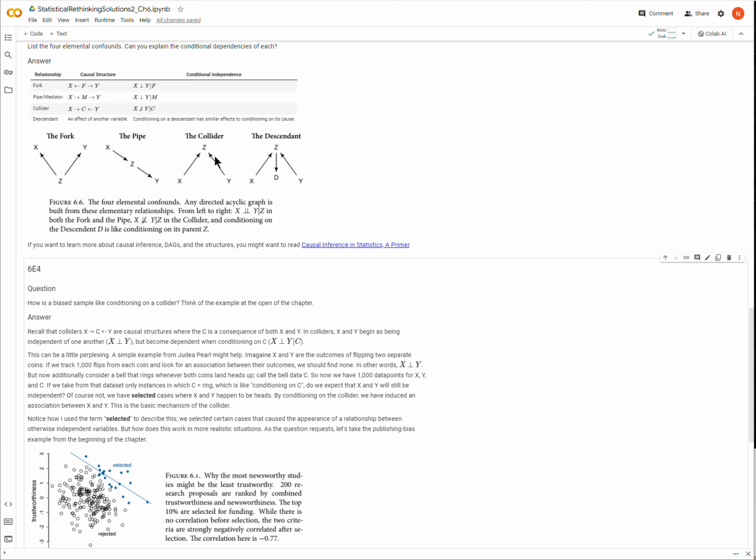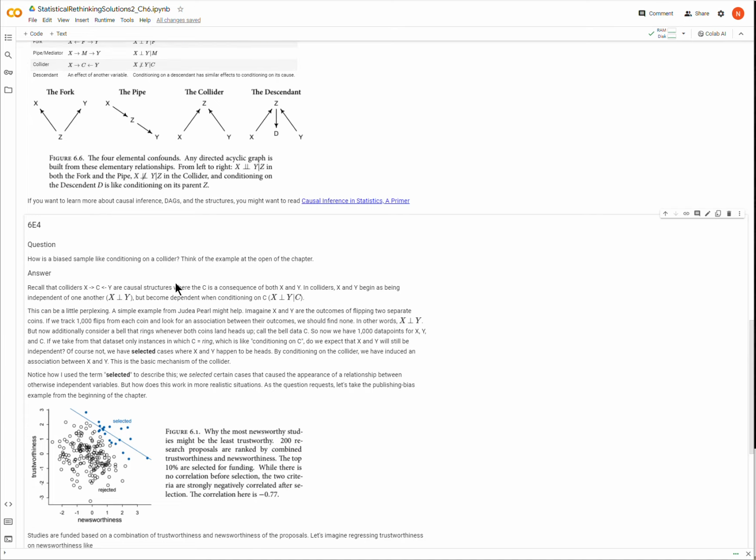Okay, and the interesting thing about colliders is, as opposed to the other two motifs, forks and mediators, in which X and Y begin as being dependent, that there's an association between X and Y, and that association is only broken after conditioning on the middle variable, the fork or the mediator variable. Okay, colliders start out where X and Y are independent, and then become dependent when conditioning on the middle variable, C. Okay, so that's what colliders are.